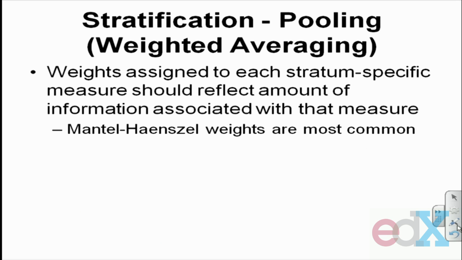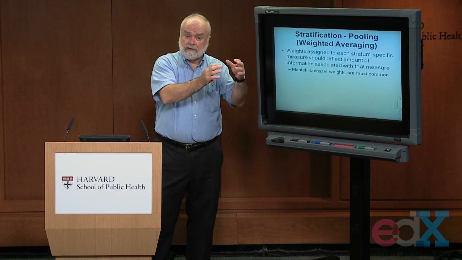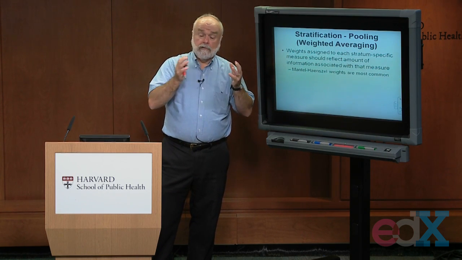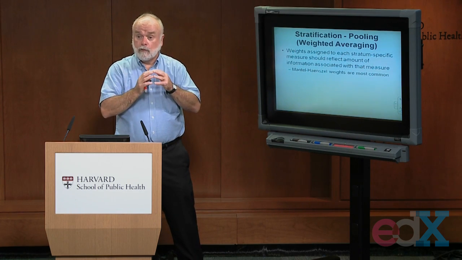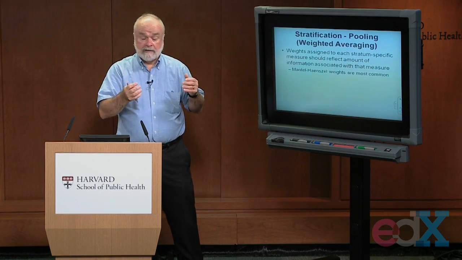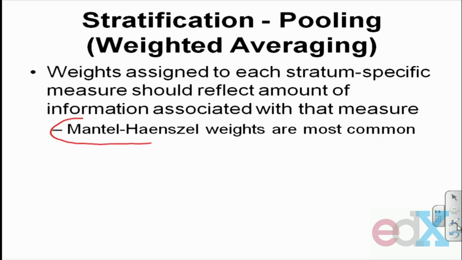Now, the only problem is how are we going to average? How are we going to determine the weights to assign to these different strata-specific results? How do we determine how much weight the risk ratio from the old people should have when we average it with the risk ratio of the young people? Well, there are a couple of different formulas in statistics that we epidemiologists use to do weighted averaging for tables like this. The one we're going to be using is something called the Mantel-Haenszel weights.